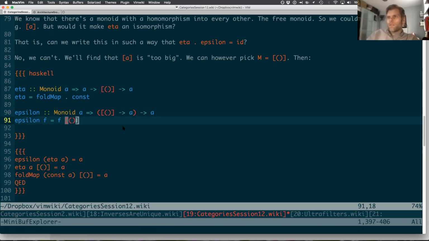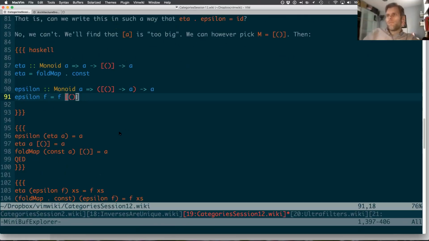Right. So then let's prove it. So epsilon composed with eta being the identity is the easy case. Epsilon of eta of A is the same as, so we substitute in the definition of epsilon. So epsilon of eta of A is just eta of A of 1. And then we say, well, eta is fold map composed with const. So fold map const of A of 1.